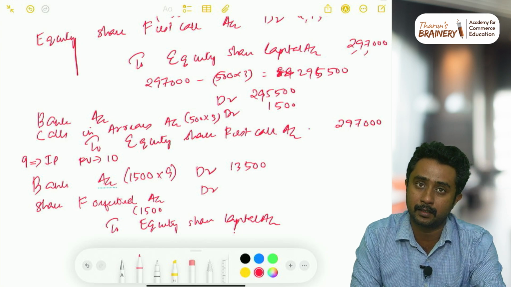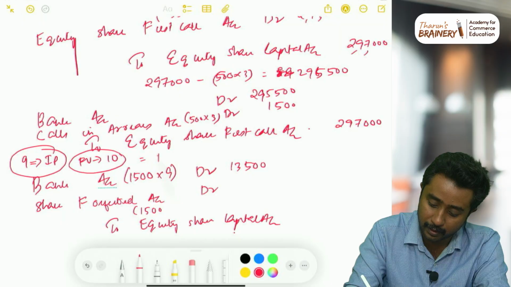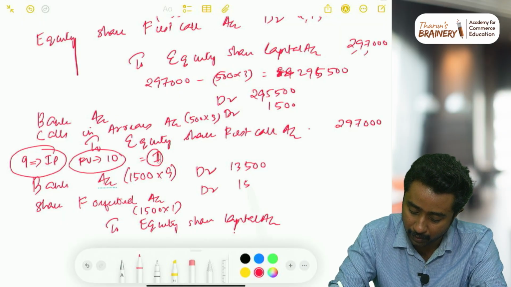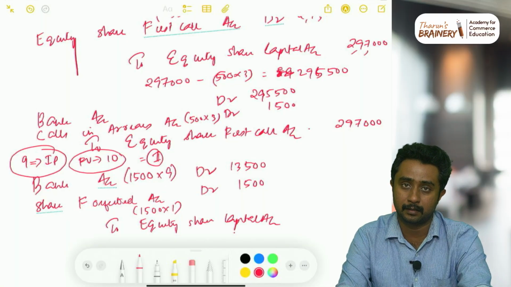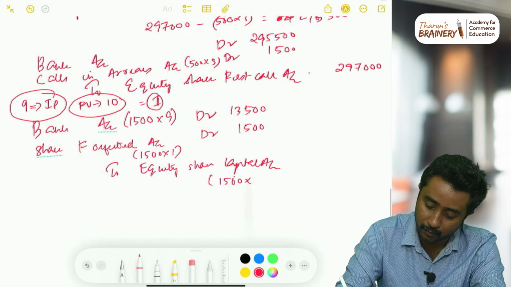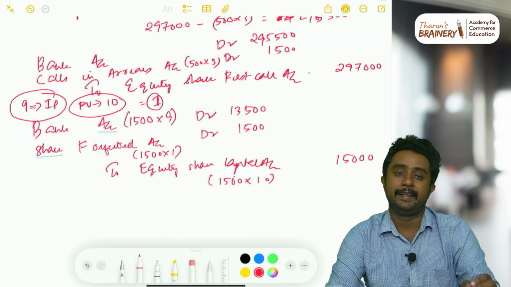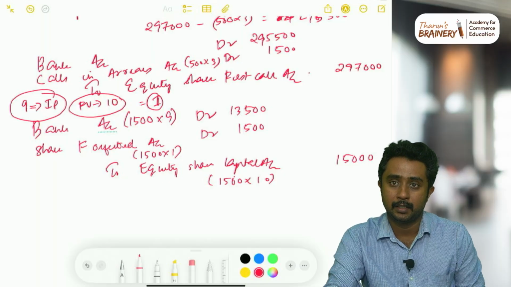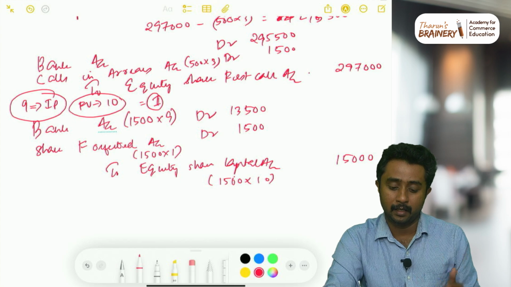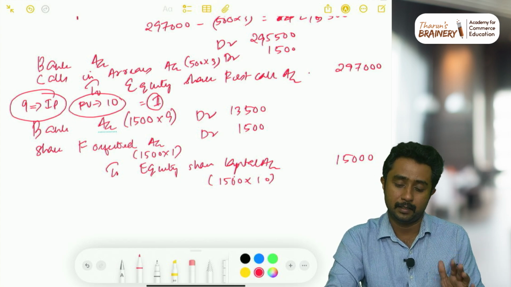Share forfeited account: for each share that we are reissuing, 1 rupee is the discount. How is 1 rupee the discount? Face value is 10, issue price is 9. So each share we are issuing at a discount of rupee 1. So 1500 into 1 will be taken from share forfeited account to cover the discount, and here we will write 1500 shares into the face value. Face value is 10, so 15,000 will come here. The meaning of this entry is we have reissued 1500 shares at an issue price of rupees 9 and at a discount of rupees 1. So we have done it. So the narration is like that.